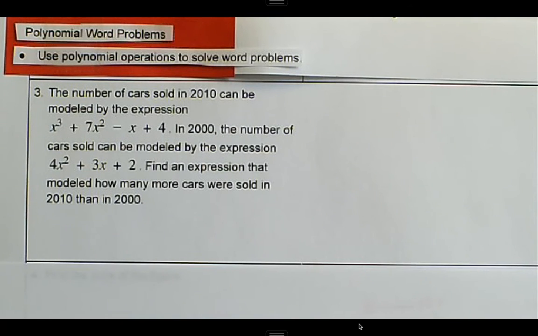Solving polynomial word problems and using polynomial operations to solve them. And we have this example here.